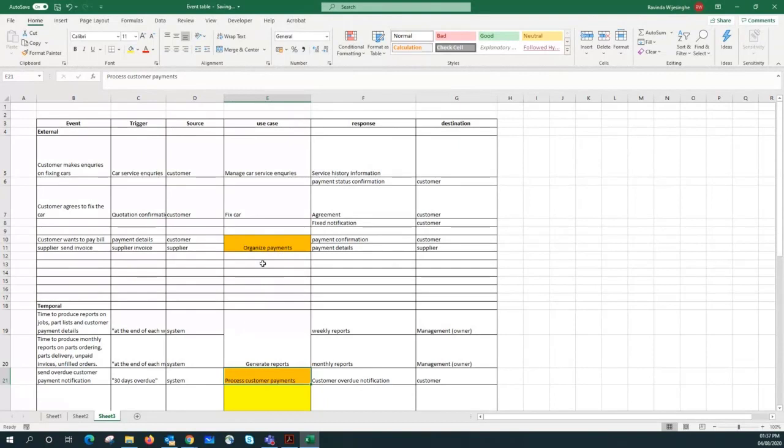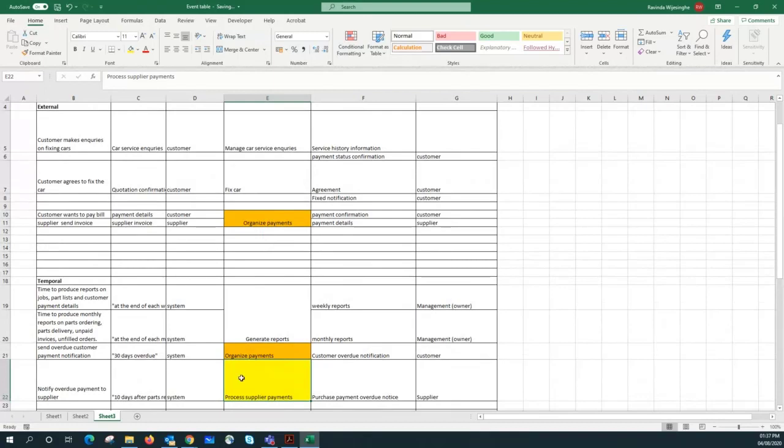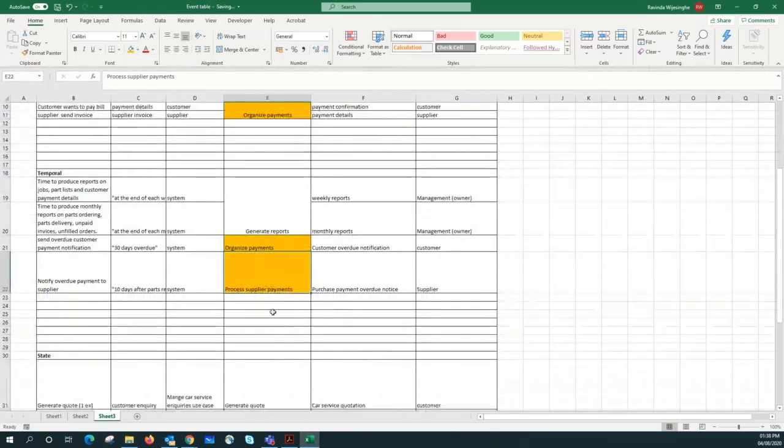So what I will do in this case, I just write the same use case name here, organize payments, right? Organized payment. So I just color coded it because it's easier for me to see how these items are linked to each other as the same use case. Okay. And then again here the process of supply payments. Again it comes under the organized payments. So I actually color code it with the orange color, and then I change this name to organized payment.